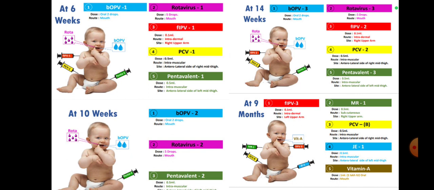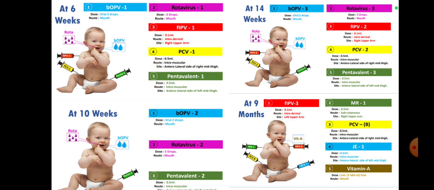Next, at the time of 10 weeks, the bivalent OPV second dose. The dose is oral 2 drops, the route is by mouth and the next vaccine is rotavirus second dose. Rotavirus second dose, the dose is 5 drops and the route is by mouth. Next, pentavalent second dose. The dose is 0.5 ml and the route is intramuscular.